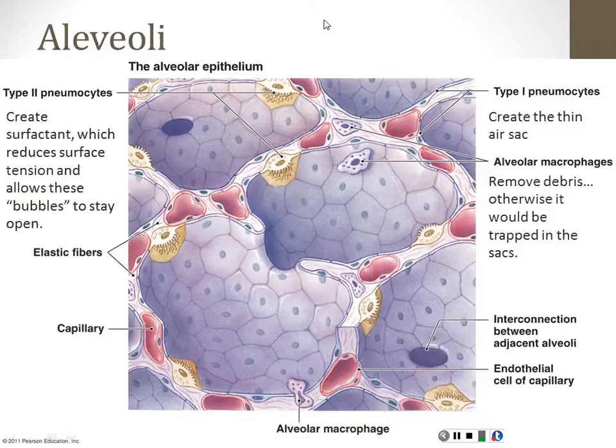Zooming in again, now let's look at the alveoli themselves. Remember, this is the business end of the respiratory system. This is where the work gets done, and it is evolved for that work. The work is we want oxygen to get into the blood, and we want carbon dioxide to get out.